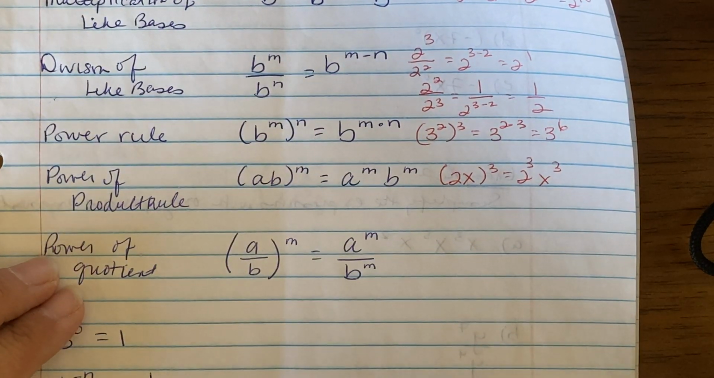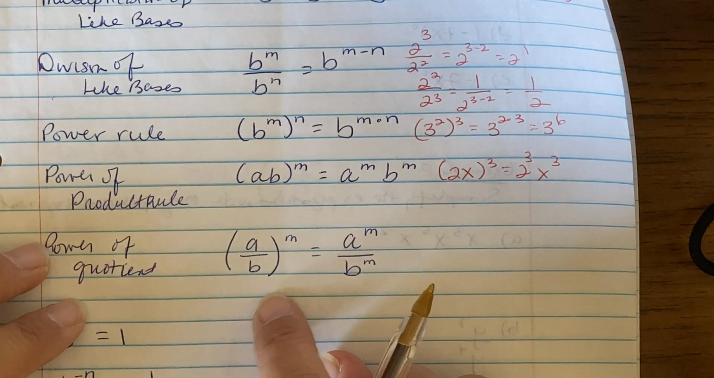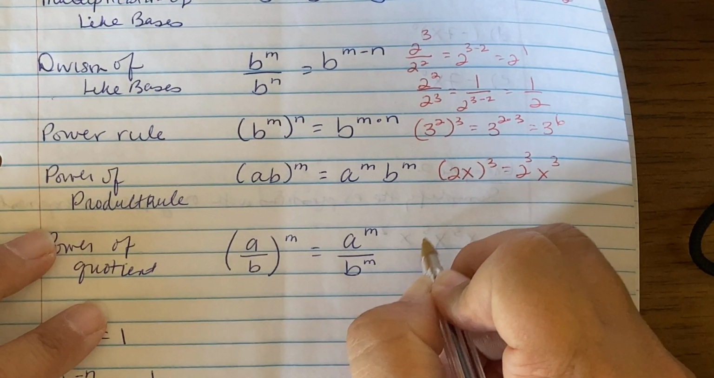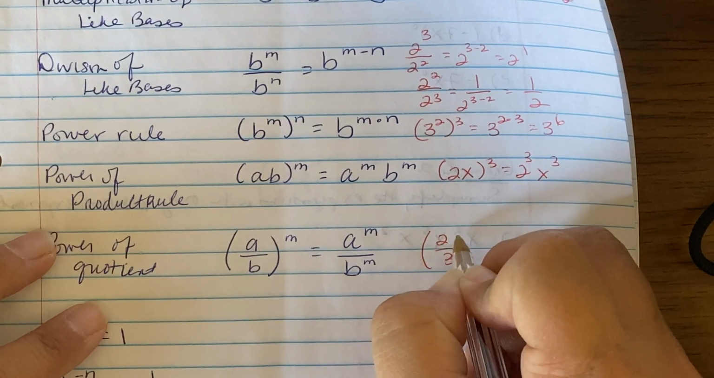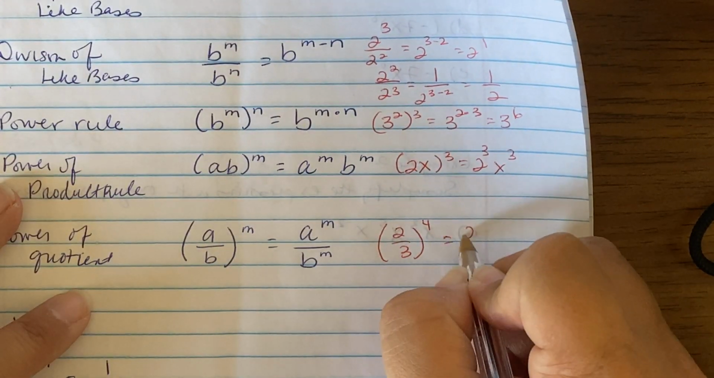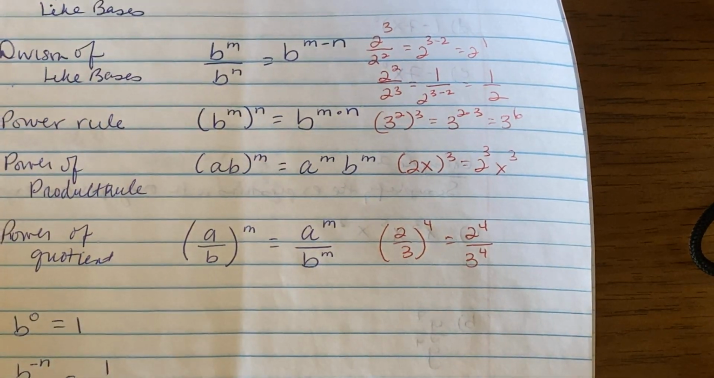Power of a quotient. If you have a fraction inside parentheses raised to a power, you split the power into each piece. So if we had 2/3 raised to the 4th power, we end up with 2 to the 4th over 3 to the 4th.